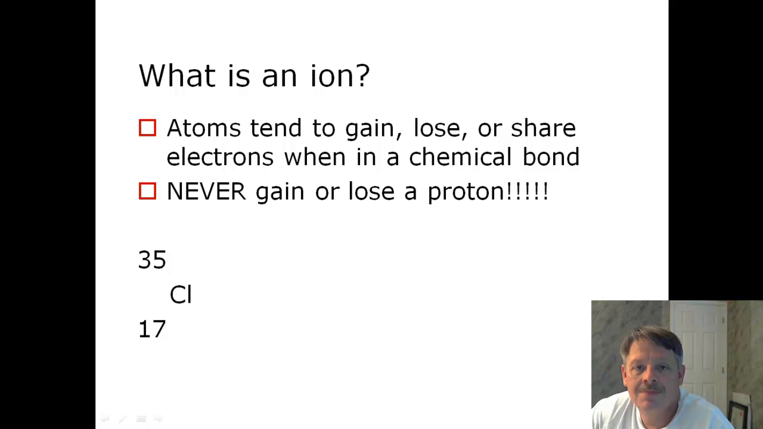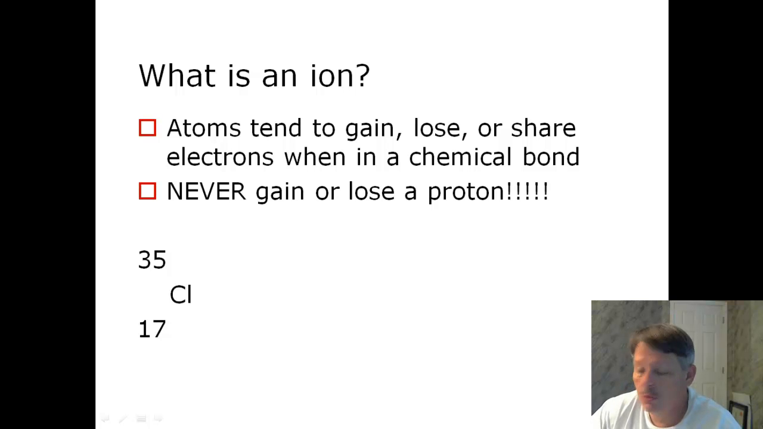What's an ion? Well, atoms tend to gain, lose, or share electrons when in a chemical bond. So they're gaining or losing. An ion is something where the number of protons does not equal the number of electrons. But you can never, ever gain or lose a proton.